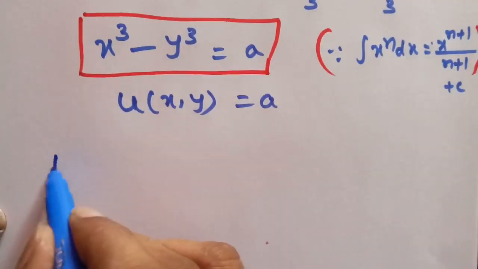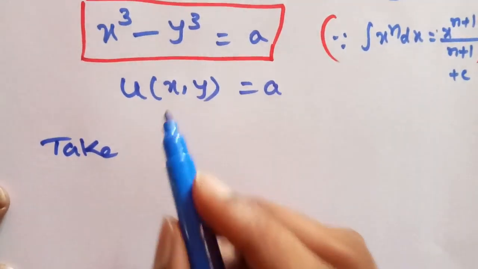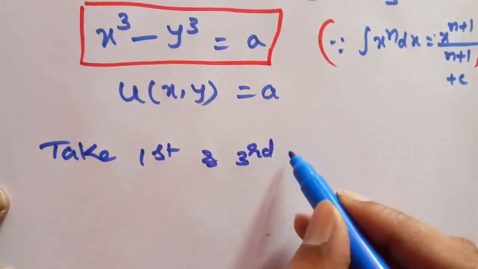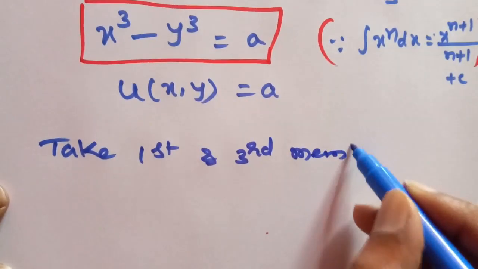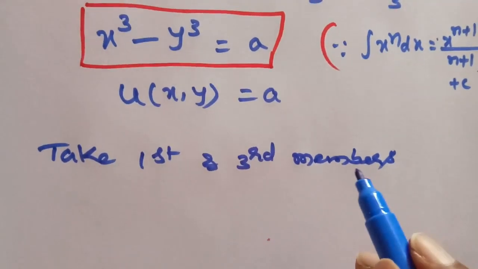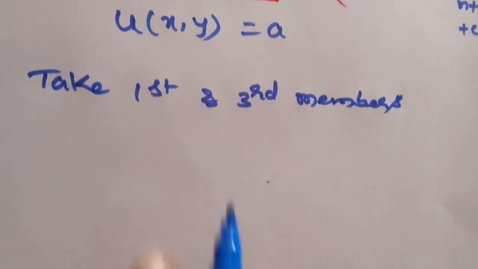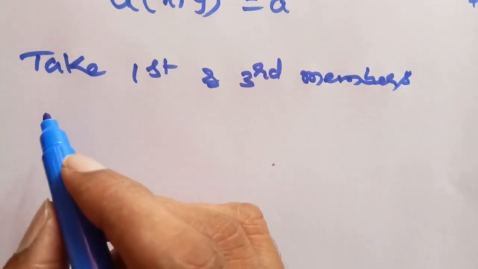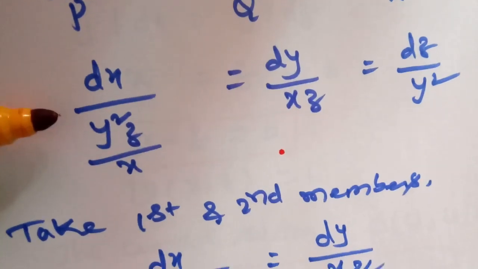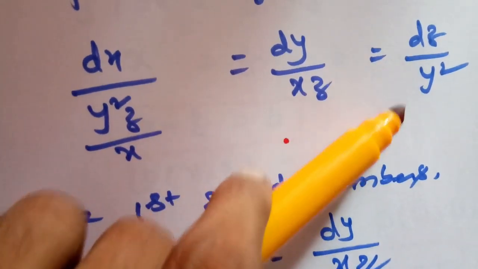Therefore, take another group, first and third members. Here also, as in the previous problem, if you consider the second and third one, there is no possibility to get the solution. Therefore, we are considering the first and third members. First member is dx by y square z by x. Third member is dz by y square.